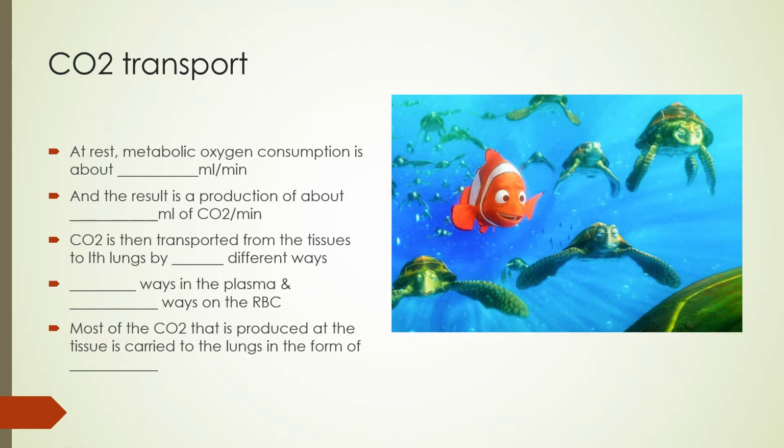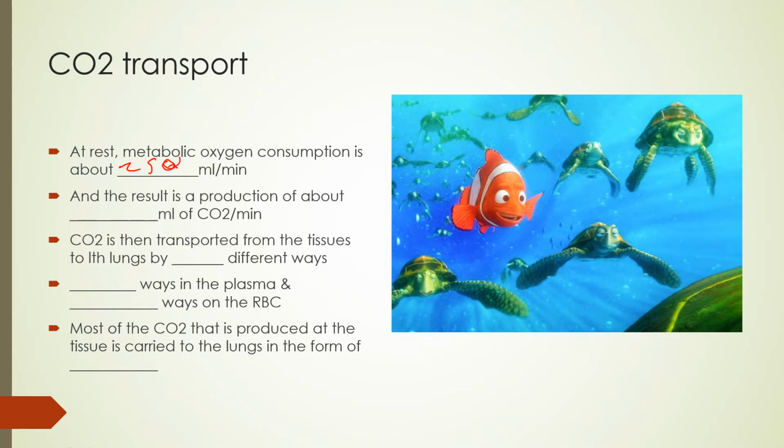With CO2 transport, you have 6 ways. You have 3 ways in the plasma and 3 ways on the red blood cell, so to speak. So when we're looking at this, let's look at the first point here. At rest, metabolic oxygen consumption. So this is how much oxygen your body consumes per minute, right? So you already know this. This is your VO2. This is about 250 mLs of O2 per minute. So 250, there you go, 250 mLs of O2 per minute.